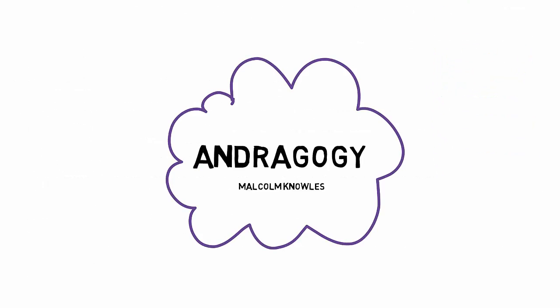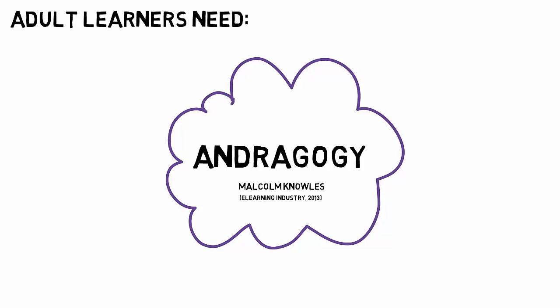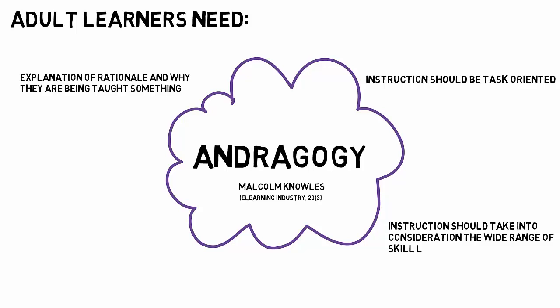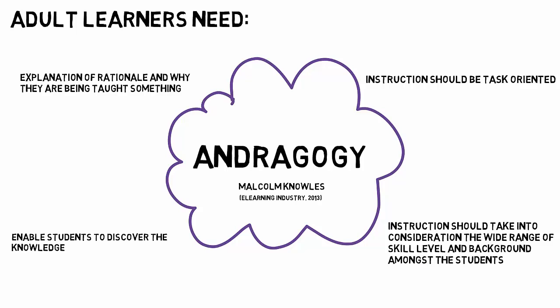If we apply the principles of andragogy, as outlined by theorist Malcolm Knowles, to computer-based learning, it is suggested that adult learners who participate in computer-based instruction require an explanation of rationale and why they are being taught something. Instruction should be task-oriented. Instruction should take into consideration the wide range of skill level and background amongst the students, and enable the students to discover the knowledge for themselves while receiving guidance when necessary. The design of my WBLO includes pieces that address each one of these principles.